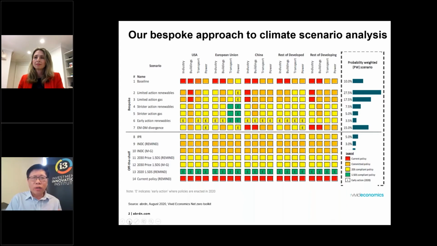When I look at the various inputs here, just to help our audience, I can see that you've got different geographies. You can get really granular, but for now it's the US, the EU, China, rest of developed, and rest of developing. And I can also see the sectors. It looks more like the brown industries we're familiar with: industry, building, transportation, power. Is that sort of how you look at it in terms of the different inputs into the framework?